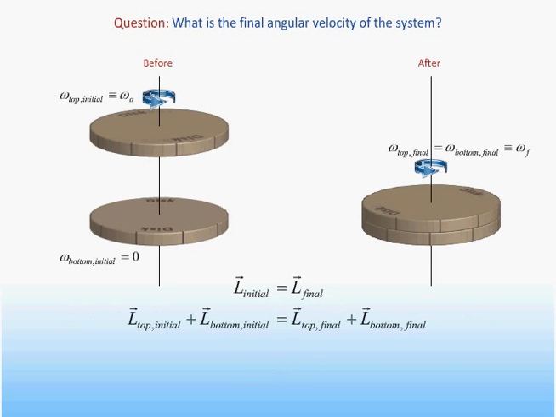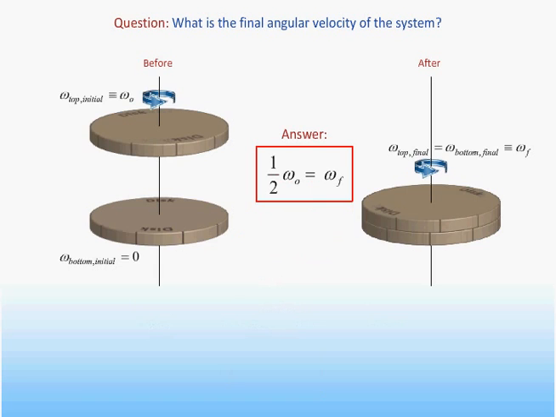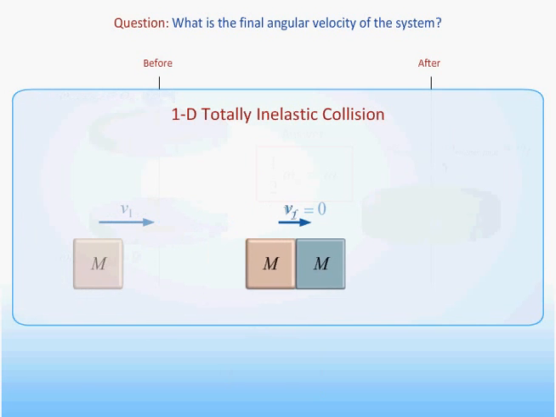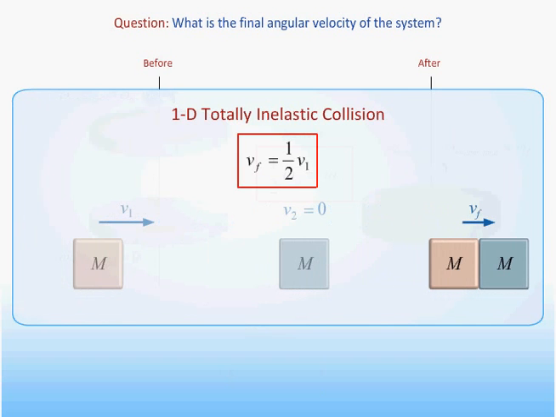The initial angular momentum is equal to the angular momentum of the top disk. The final angular momentum is equal to the sum of the angular momenta of each disk. Setting these expressions equal to each other, we determine that the final angular velocity of both disks is equal to 1/2 of the initial angular velocity of the top disk. Now, this result is exactly analogous to the case of a one-dimensional, totally inelastic collision between two equal mass blocks in which one of the blocks is initially at rest.